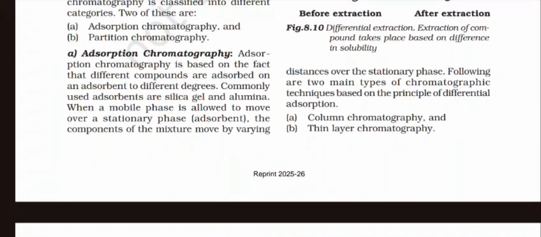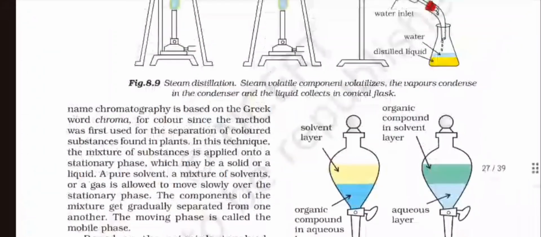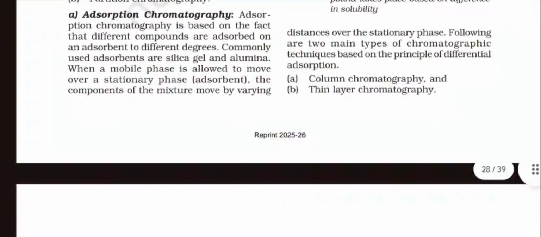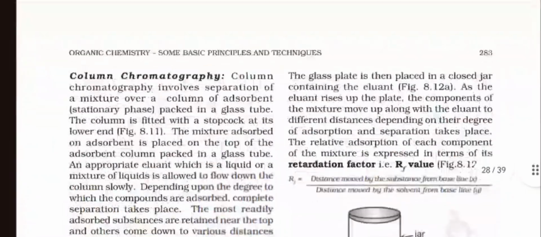Adsorption chromatography is based on the fact that different compounds are adsorbed on an adsorbent to different degrees. Commonly used adsorbents are silica gel and alumina. When a mobile phase is allowed to move over a stationary phase, the components of the mixture move by varying distances over the stationary phase. Following are two main types of chromatography techniques based on the principle of differential adsorption: column chromatography and thin layer chromatography.